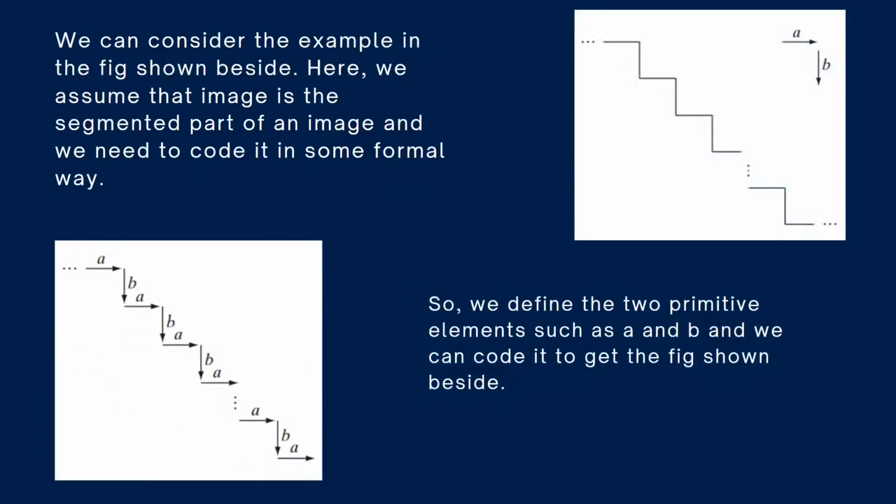Here, we can consider the example in the figure shown beside. We assume that image is the segmented part of another image and we need to code it in some formal way. So we define the two primitive elements such as A and B and we code it to get the figure shown beside. Here A represents the rightward direction and B represents the downward direction.